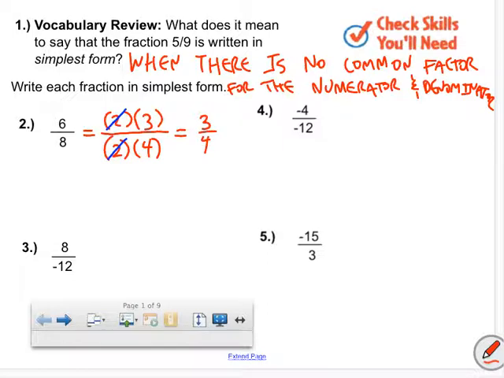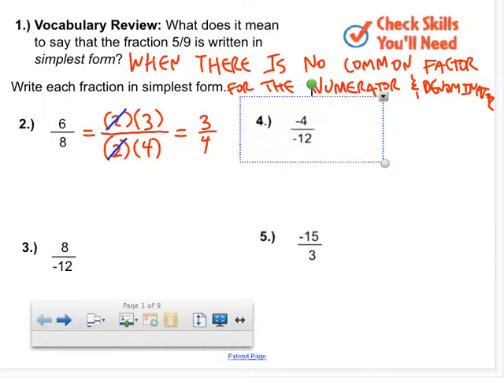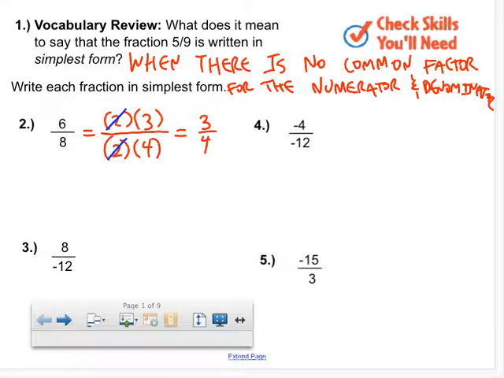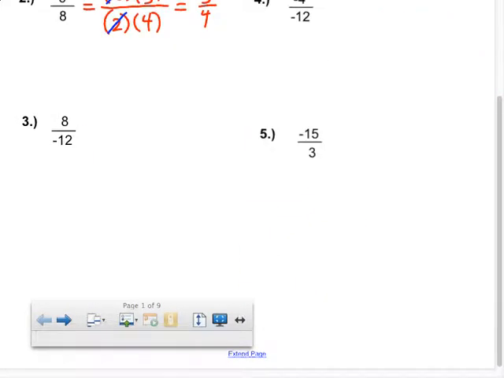Okay, any questions about that? All right. Number 4. Who can give me... actually, we'll go to number 3. Who can give me number 3? Somebody I haven't heard from yet. Nicole. What's the common factor between 8 and negative 12? I can do better than that. 2 is a common factor. 4 is a better factor, right? So 4 is the greatest common factor.